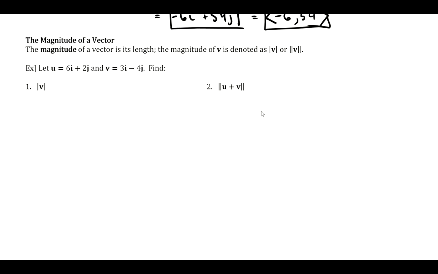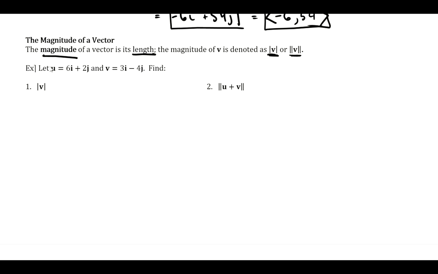So the magnitude of a vector is its length, and it's denoted using the absolute value or a double absolute value. It depends again kind of on the person's style or the book. I think the majority of the time they use the first style, just like the absolute value. But still in vectors, we call it the magnitude, which is a length.